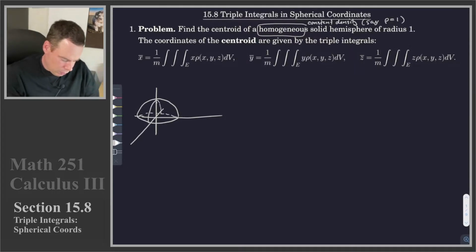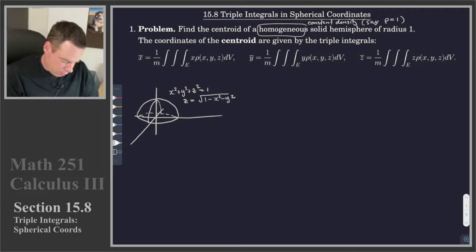And so there's our hemisphere. We can write it as x squared plus y squared plus z squared equals 1. That's really the equation of the whole sphere. So if we're interested in just that upper hemisphere, we can solve for z. It's the positive square root of 1 minus x squared minus y squared.